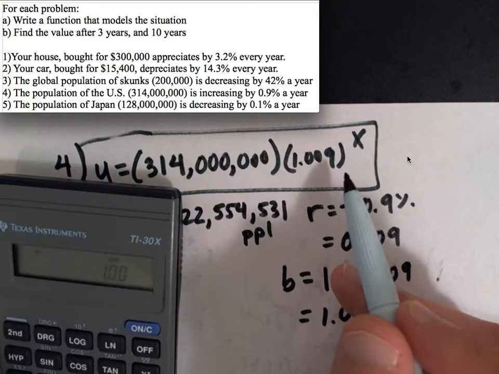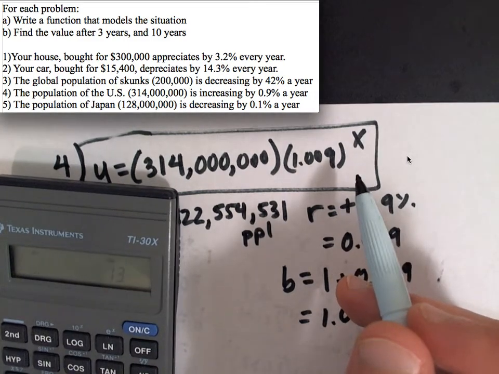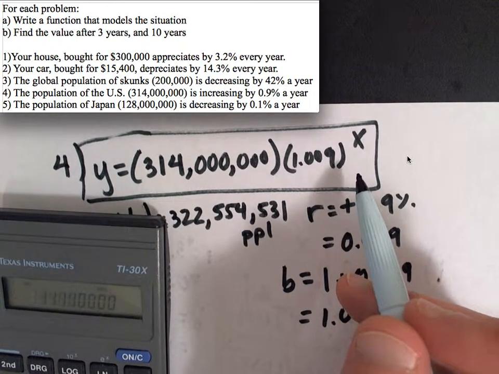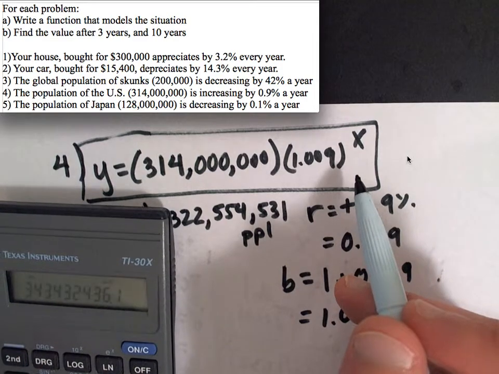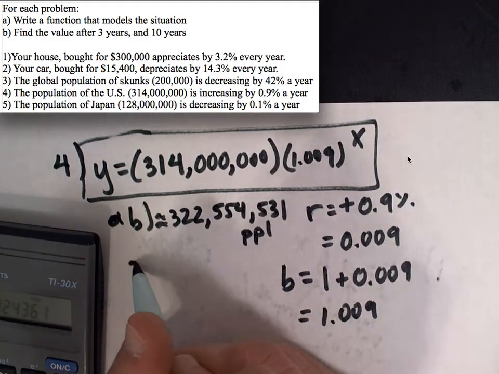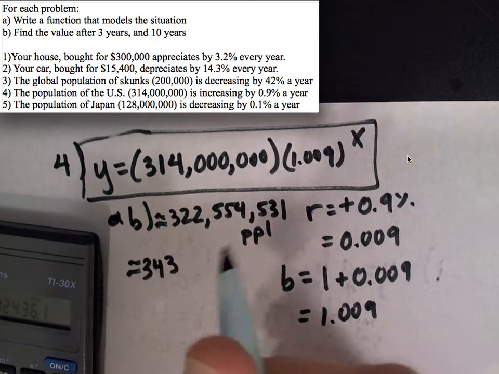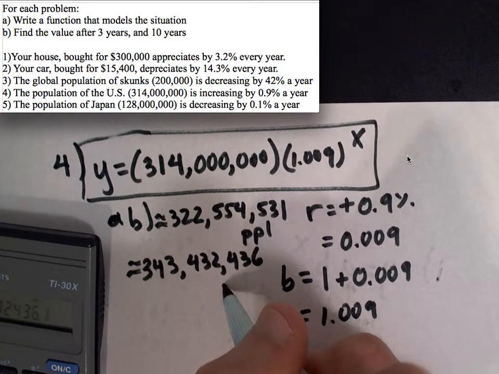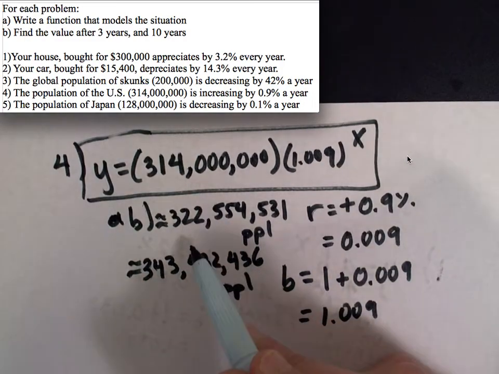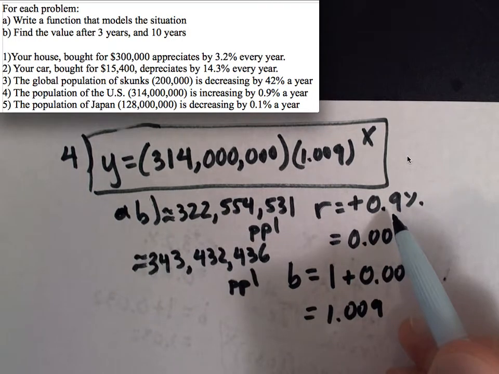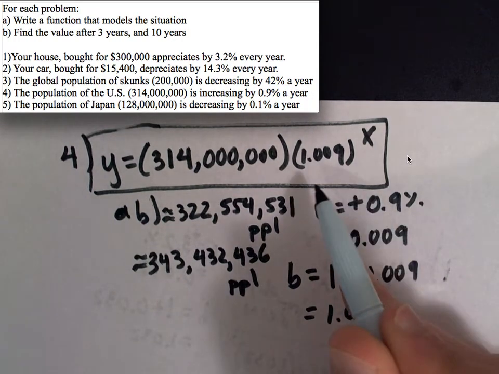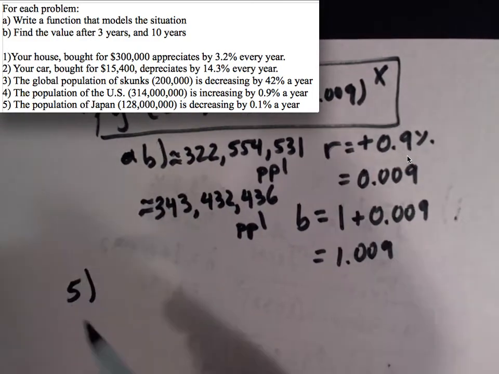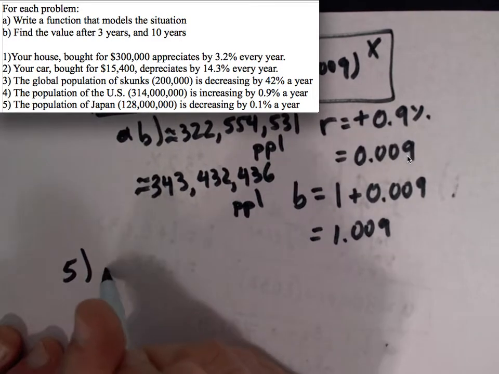So 1.009 to the 10th power times 314 million. There's 6 zeros. So we got 343,432,436 people. So it's increasing, but as you can tell, this rate is not very much. It's not 9%, 0.9%. So the growth rate is really not that much, which is why it's increasing, but not too much. And finally, Japan's population of 128,000.